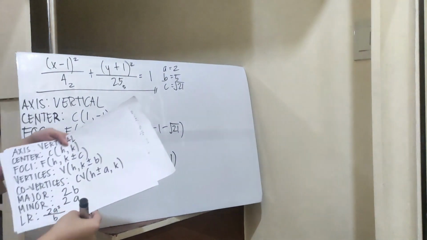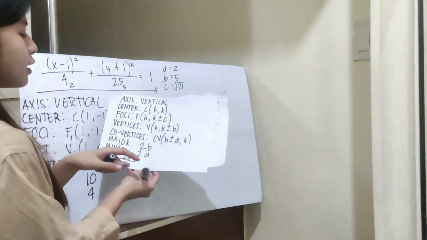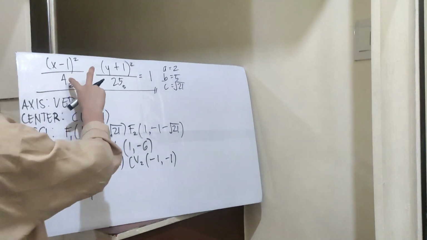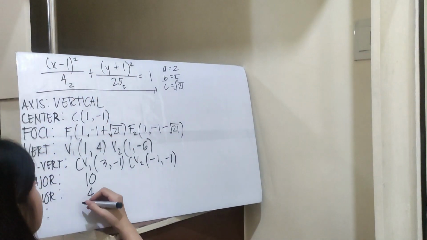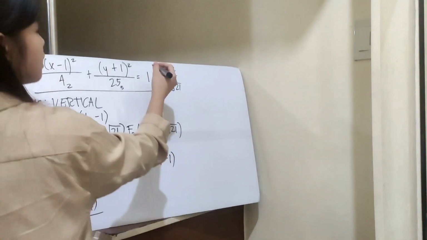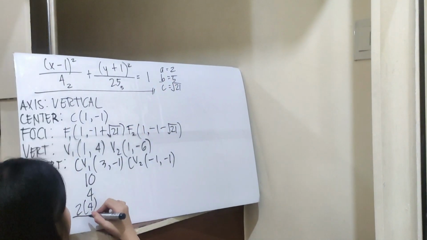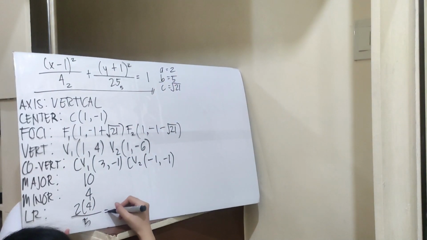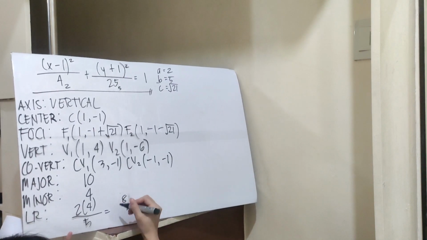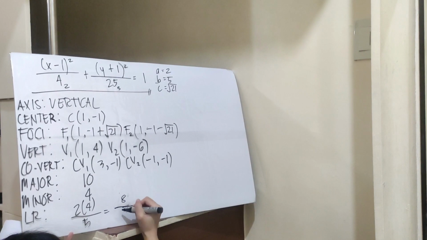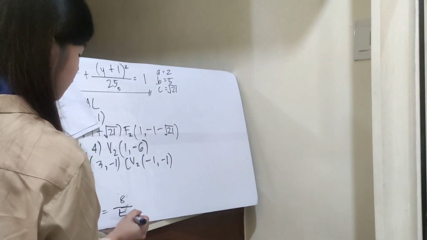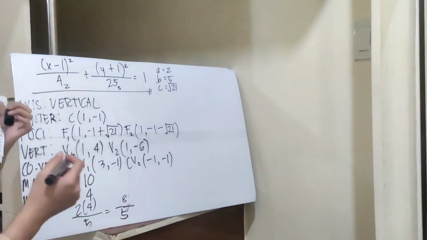For our latus rectum, we can also use this reference, 2a squared over b. So we have to use the original value of a here, which is 4. So it will be 2 times 4 over the squared value of b, which is 5. And then it is equal to 8 over 5. And this is now the latus rectum of our given.